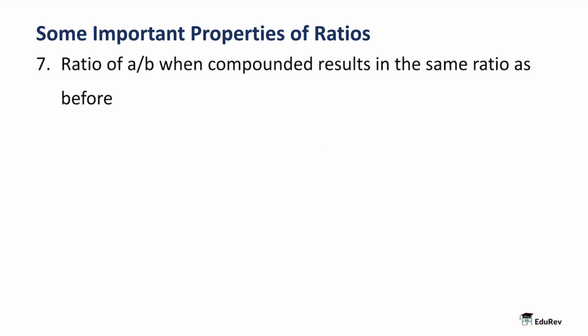The next one says that the ratio of A by B, when compounded, results in the same ratio as before. Now this again does sound complicated, but it is actually very simple, and we can easily understand what it is trying to say. What it is trying to say is that A by B is there, right? But what if there is also A by B into A by B?